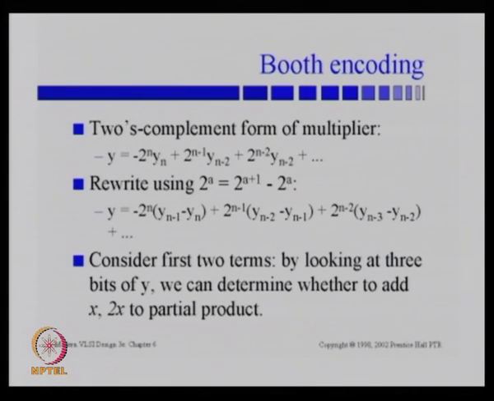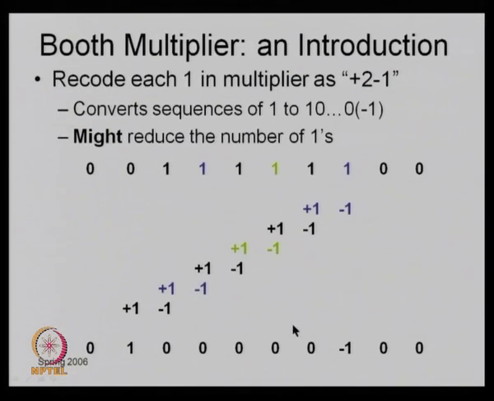Okay. Just to give you again, the same 2's complement number can be represented like this. Rewrite 2 to the power something as 2 to the power b minus 2 to the power a. Therefore, minus y can be written in this format. Then we already discussed this earlier, it is the same representation. Consider the first 2 terms: by looking at the 3 bits of y, we can determine whether to add x or 2x to the partial product, and I will give an example of what I meant.